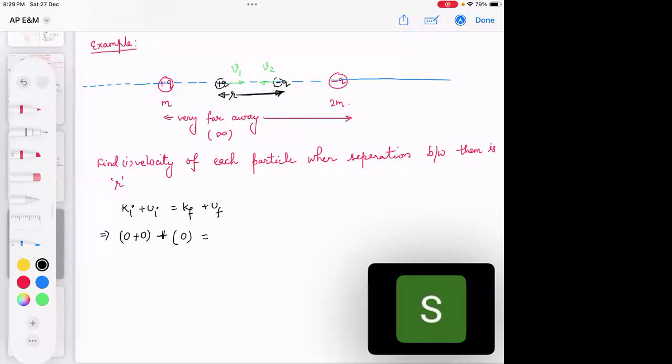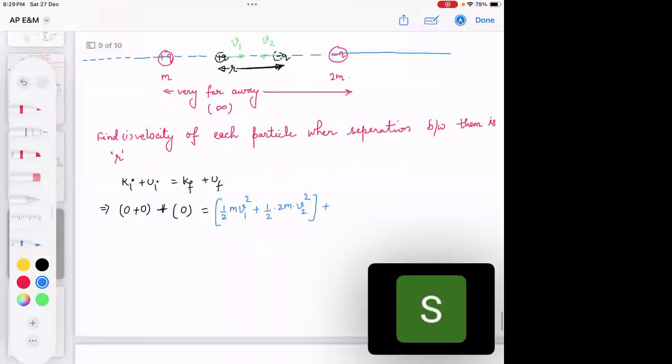Now, when they will be r distance away from each other, let's write the kinetic energy and potential energy. What is the kinetic energy of m mass? Half m v1 square, plus the kinetic energy of 2m mass, so half 2m into v2 square, right? Now I have written the kinetic energy of these two particles. Now I will write their potential energy.